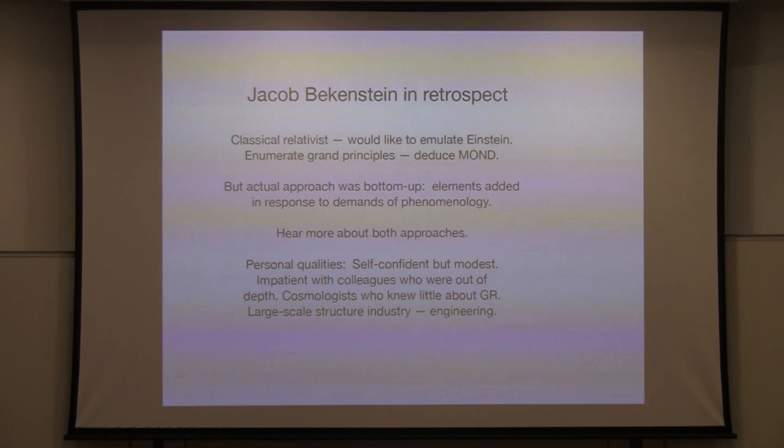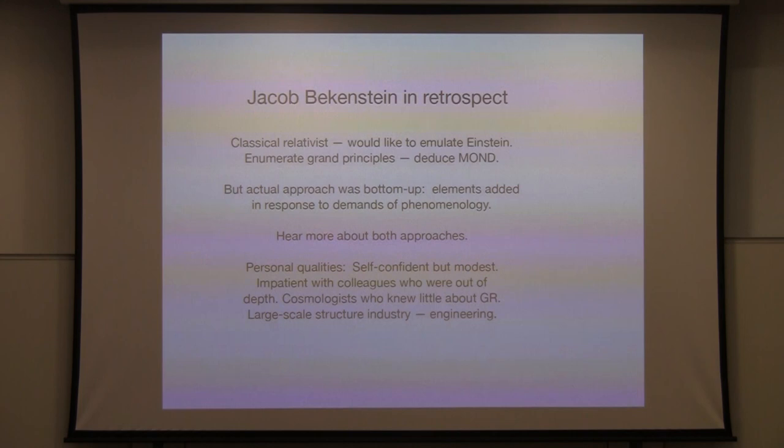Jacob had many personal qualities, of course. He was very self-confident, but he was modest. I always found him very patient and very understanding and not at all arrogant. But he was impatient with colleagues who he felt were out of their depth, that is, cosmologists who wanted to do cosmology but knew little about general relativity. He was particularly impatient with what he called the large scale structure industry, which was a specialty of his institute, where people construct numerical N-body models of large scale structure, with really not much understanding.